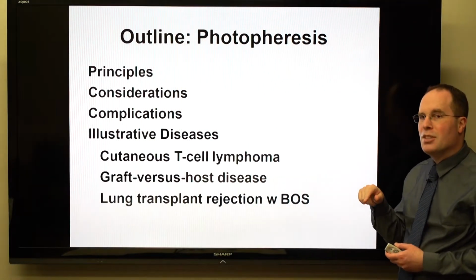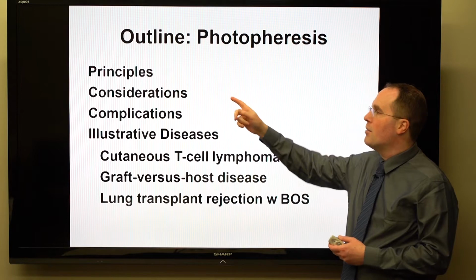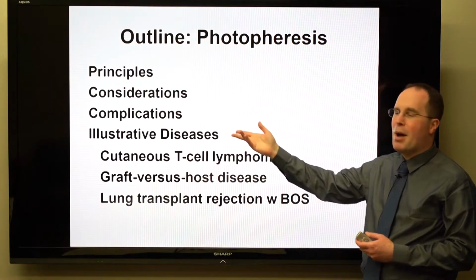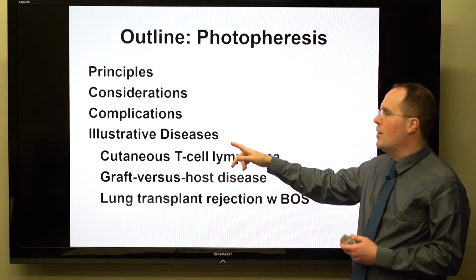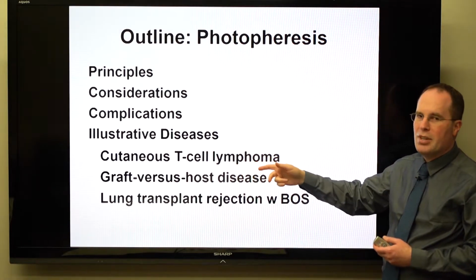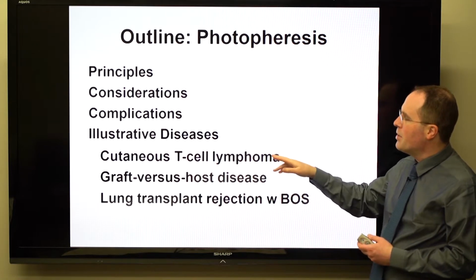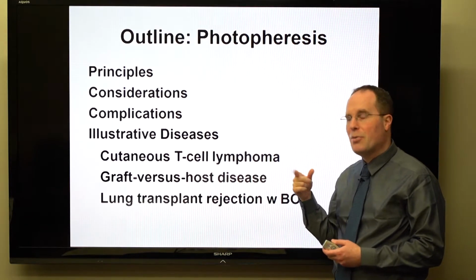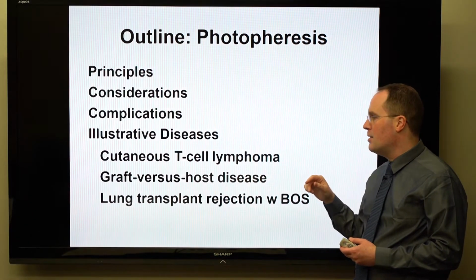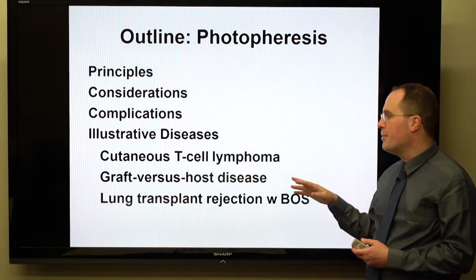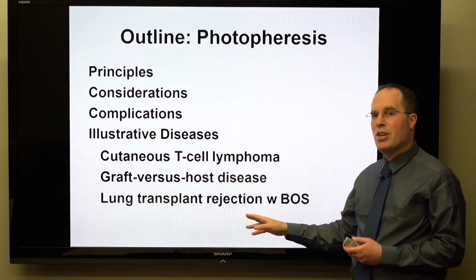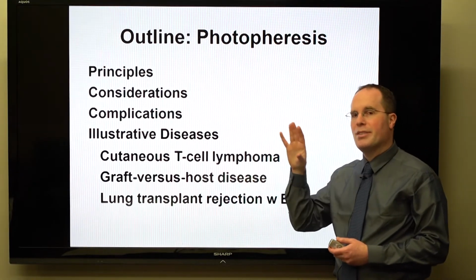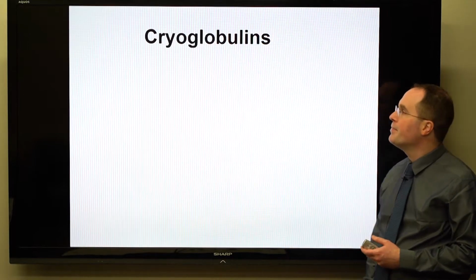Then after that, we'll discuss photopheresis and talk about the principles, how does it work, considerations, how do we prepare the patient, some complications that we might run into, and then a few diseases treated with photopheresis: cutaneous T-cell lymphoma, and the leukemic form of that, Sézary syndrome, graft versus host disease, particularly after bone marrow transplant, and lung transplant rejection with bronchiolitis obliterans syndrome. So we'll continue with plasmapheresis and then talk about photopheresis.